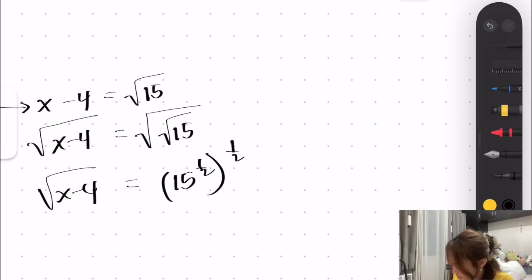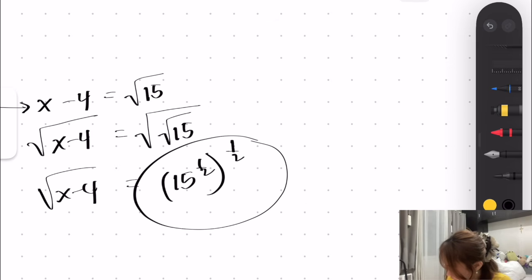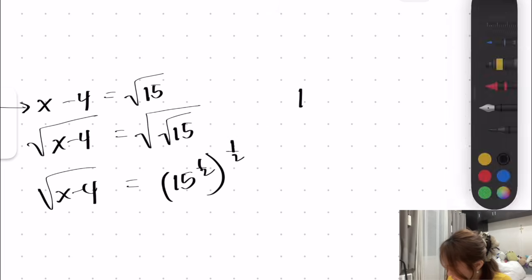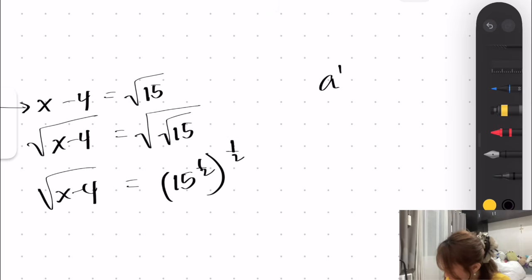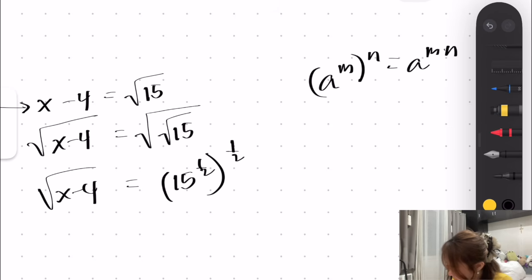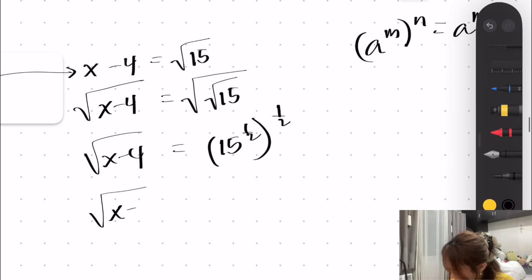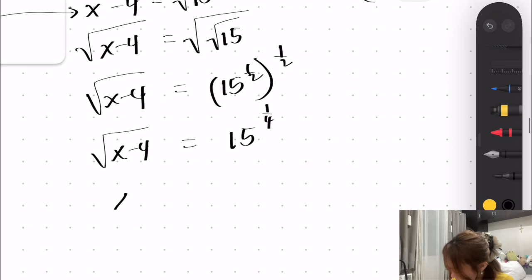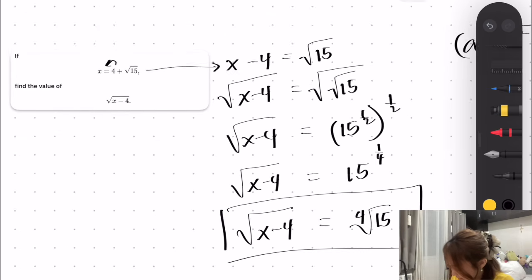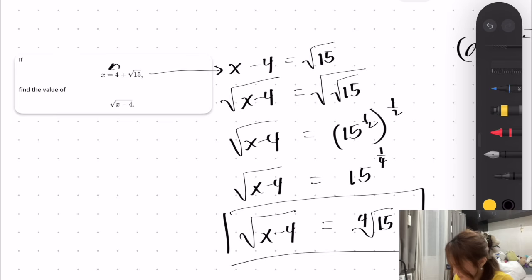So, kung meron tayo ganito, this is the power of a power rule, di ba? Kung meron tayong a to the power of m to the power of n, that is just a to the m times n. So, the square root of x minus 4 is just equal to 15 to the power of 1 over 4. Or simply, square root of x minus 4 is equal to the fourth root of 15. Okay? So, ganun lang siya.